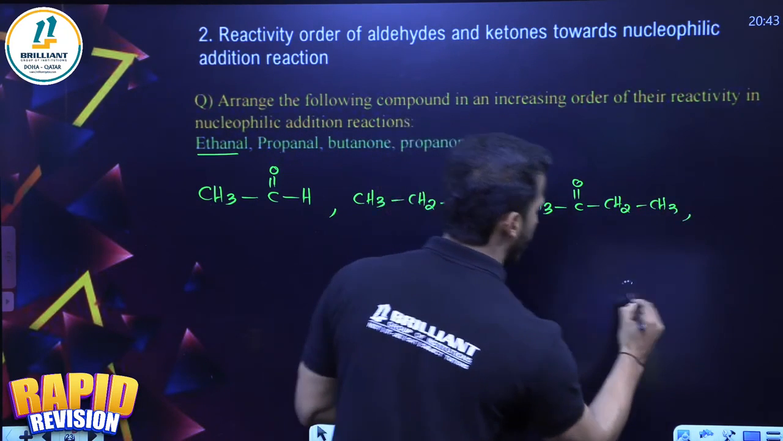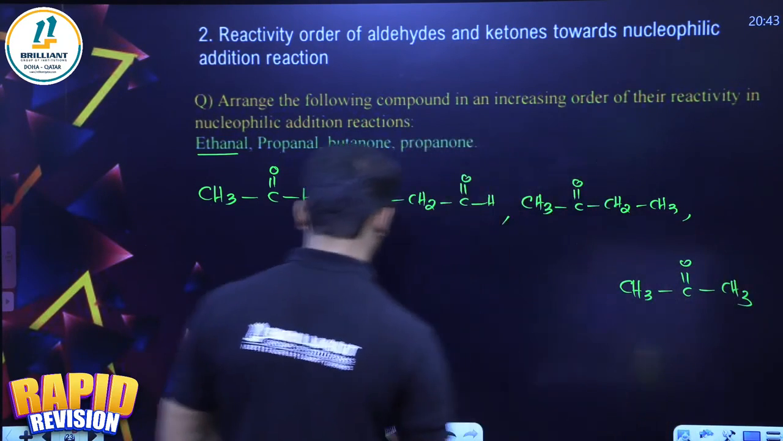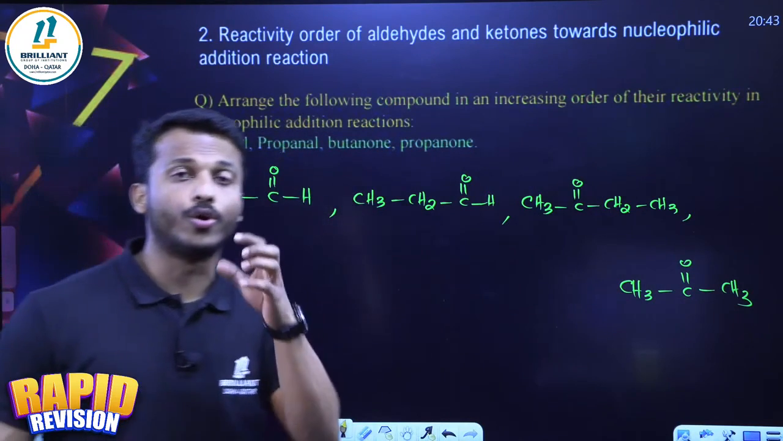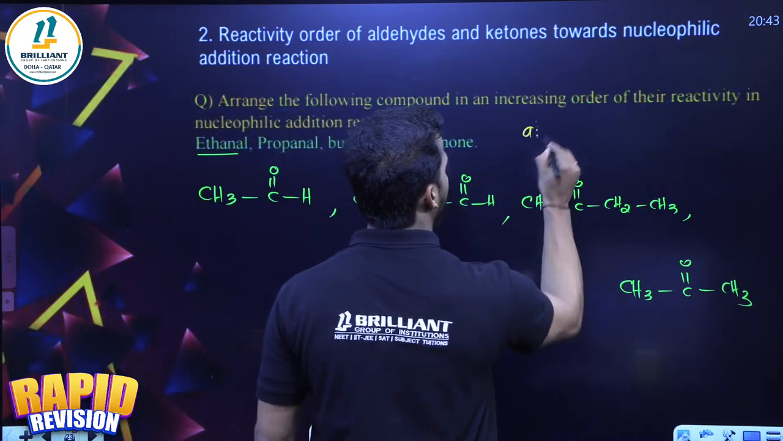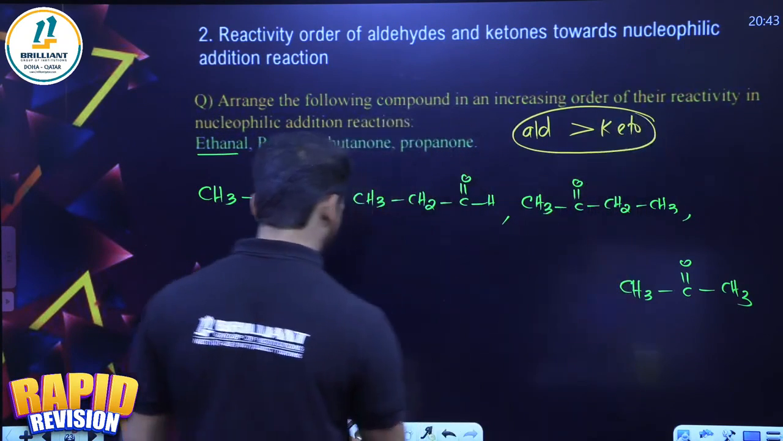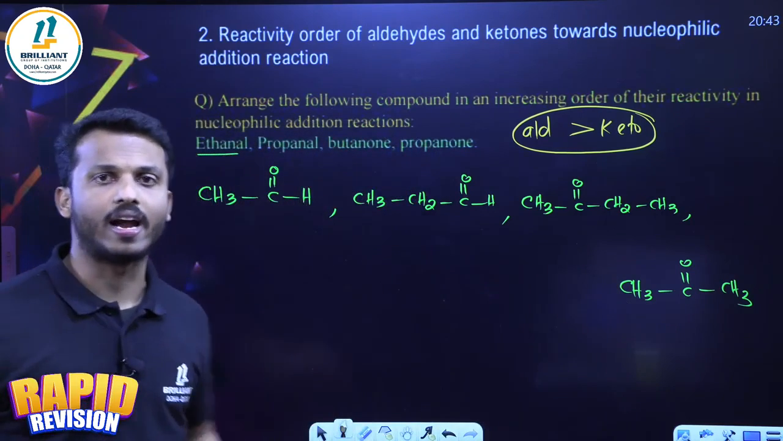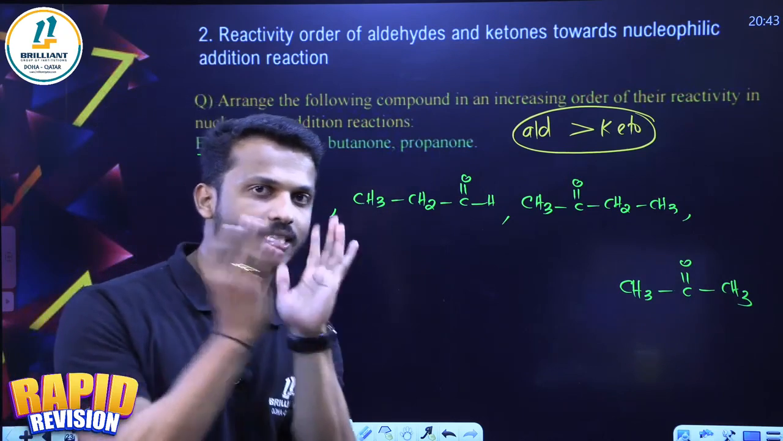And what is the last one? Propanone, that is CH3COCH3. Dear all, remember, in the question, which will undergo nucleophilic addition reaction faster? Remember all of you, aldehydes are more reactive than ketones towards nucleophilic addition reaction. The simplest reason you can say is that in aldehydes, steric hindrance is less.